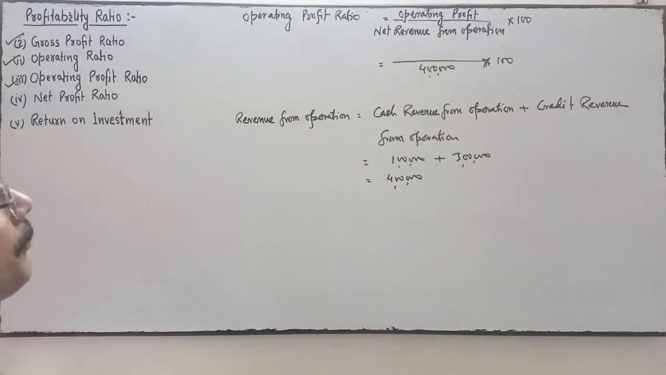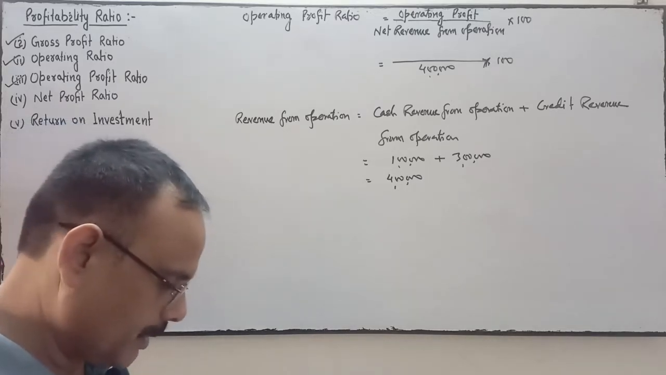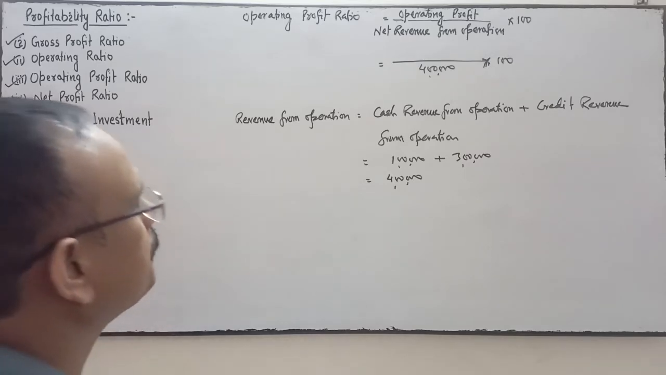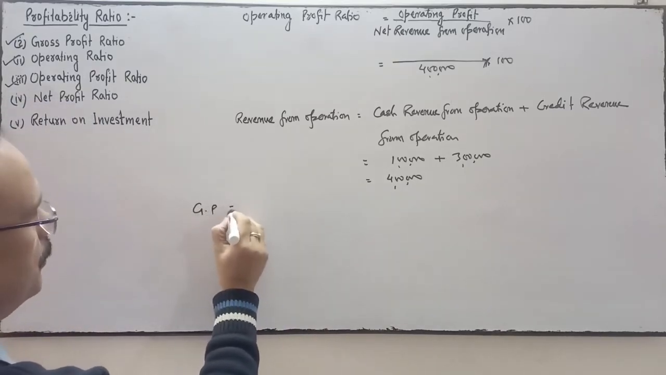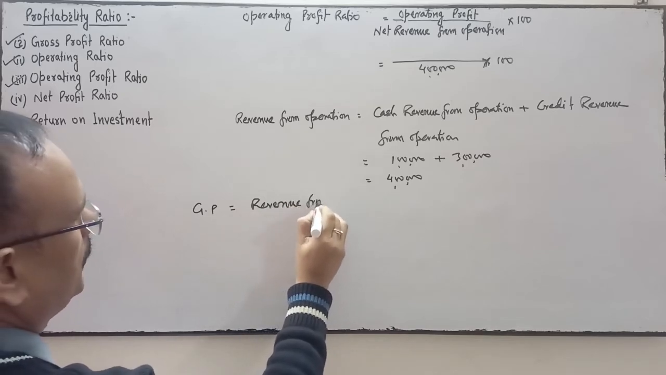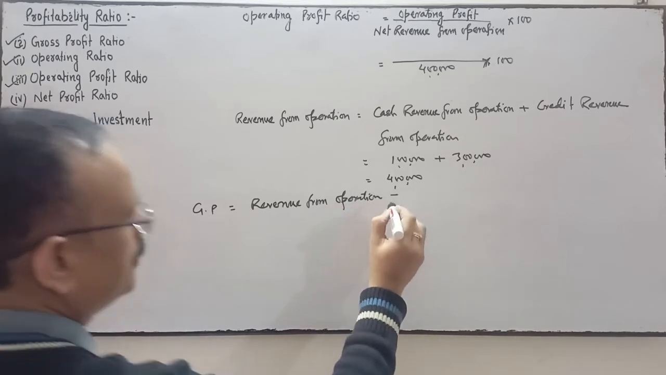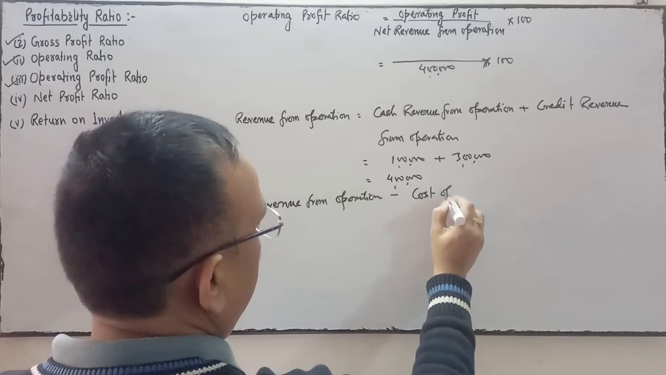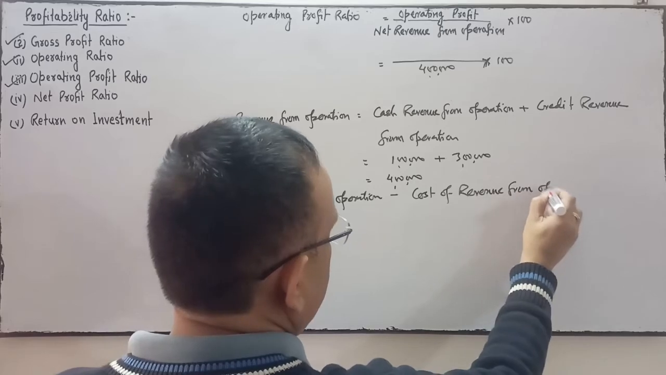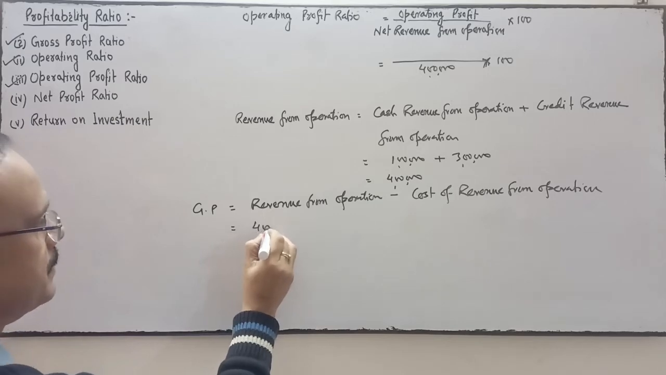So how to calculate the operating profit from the given information? Net purchase, carriage inward, these are what? From this we will calculate the gross profit first. Gross profit is equal to revenue from operation minus cost of revenue from operations. Okay, we will get the gross profit. Revenue from operation is 4 lakhs.